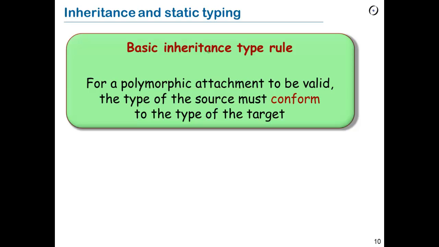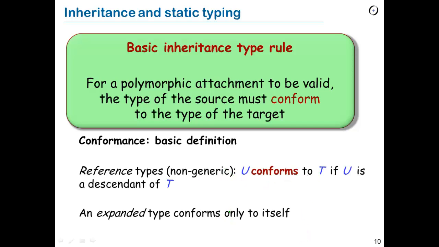We've seen the basic inheritance type rule, which is that for a polymorphic assignment, x := y, to be valid, the type of the source, Y, must be a descendant of, must conform to, the type of the target. Now, what do we mean by conformance? Well, we've given the basic notion, which is that U has to be a descendant of T. And this is for non-generic cases. We have not seen genericity yet, so this is just to prepare for the future. And this is for reference types.